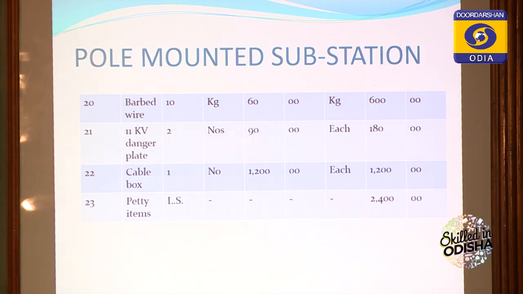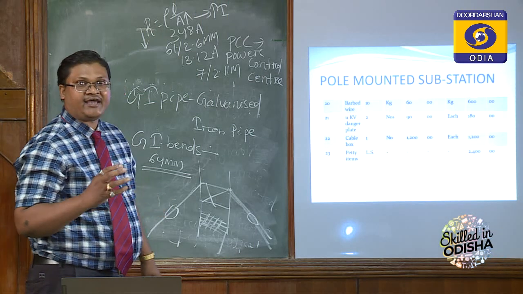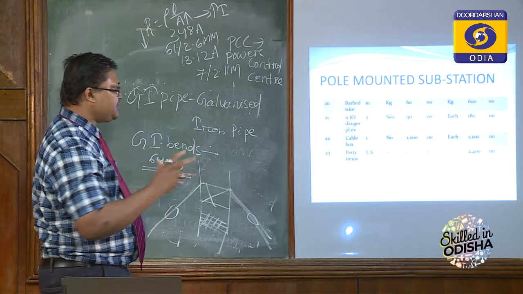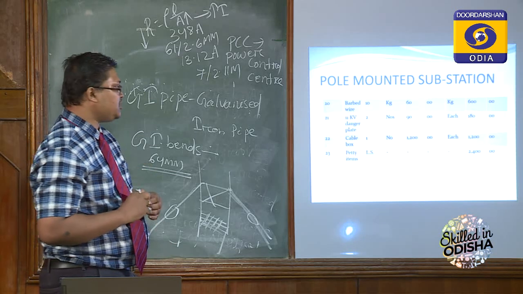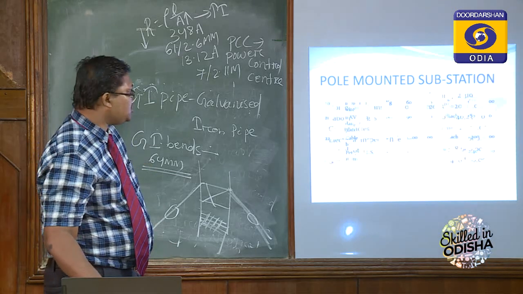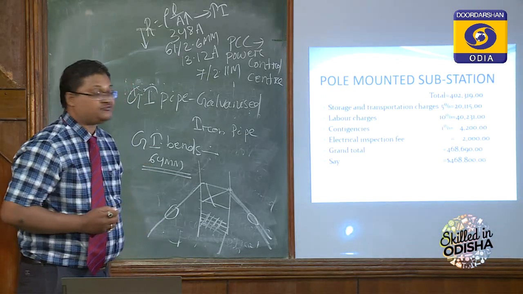And the next, the petty items approximately will cost 2400. You may take 2000, you may take 800. So approximately it will maximum cost 2400. So this is the estimate of pole mounted substation.